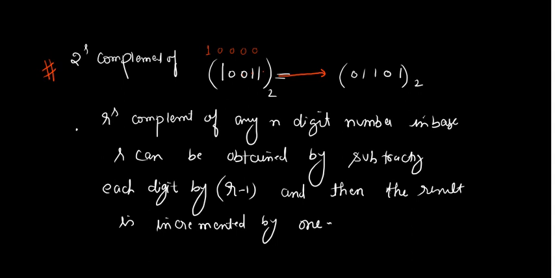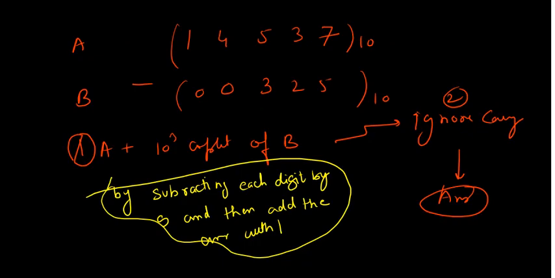So instead, what we can do, we will subtract each digit from 1, R minus 1 meaning 1, and then we will increment the resultant by 1. Let's see it. If we subtract each digit from 1, we will get 0, 0, 1, 1, 0, and then we increment it by 1. We will get the 2's complement of any binary number. So this is how we get the R's complement of any number.